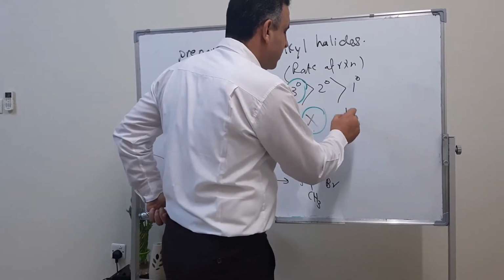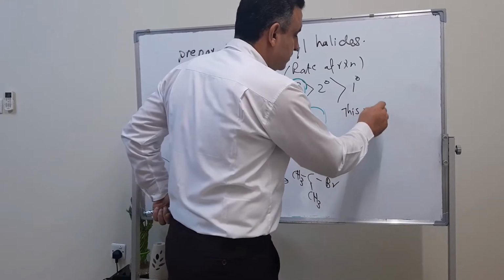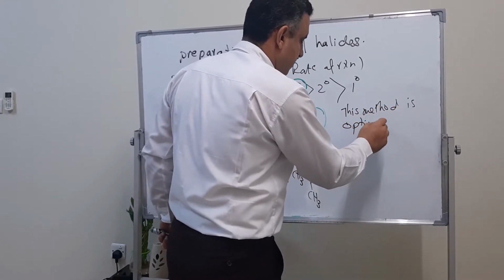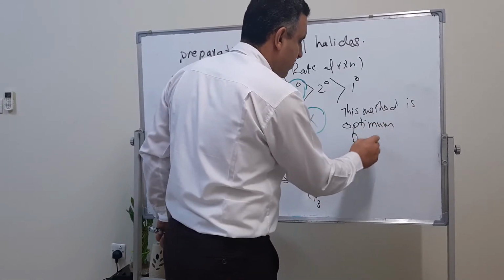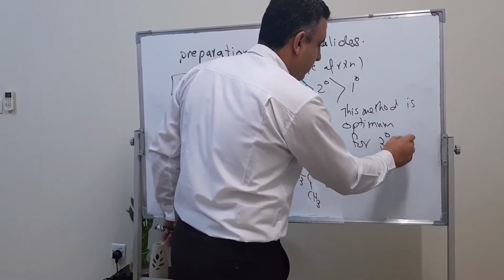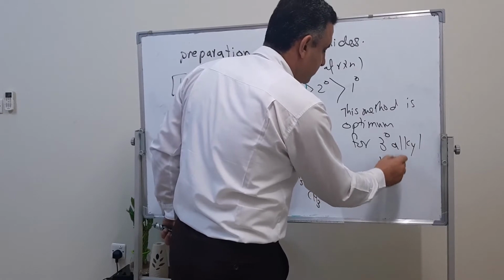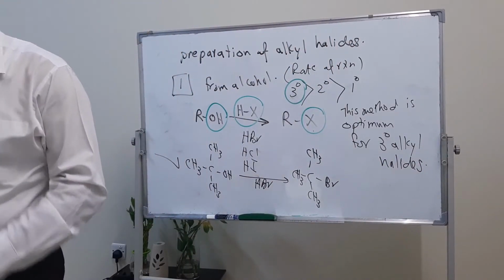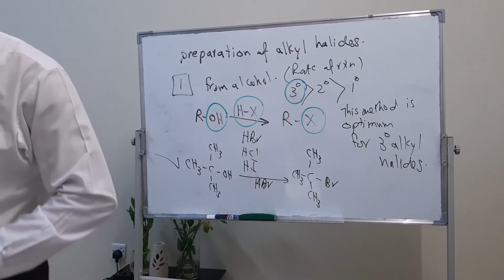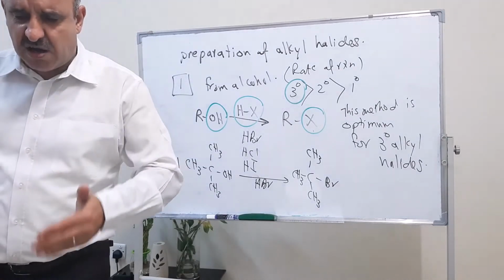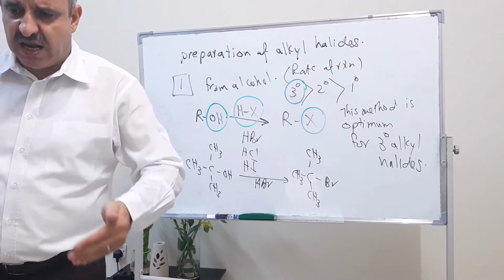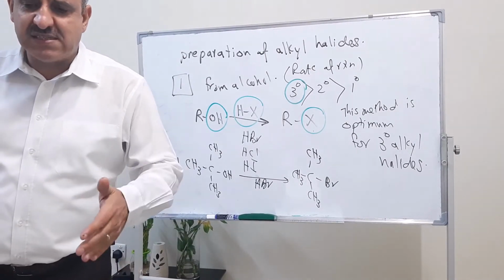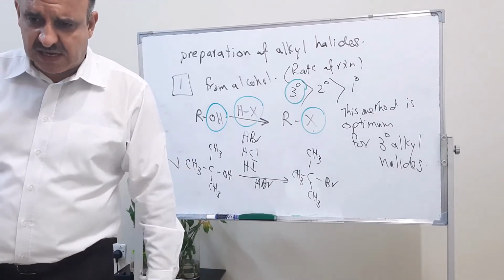This method is optimum, let's say, for tertiary alkyl halides. Is that fine, guys? Is that clear? So this method will be good enough, will be optimum for the preparation of tertiary alkyl halides. If you want to prepare secondary or primary, as I said, we will discuss it in the next slide.